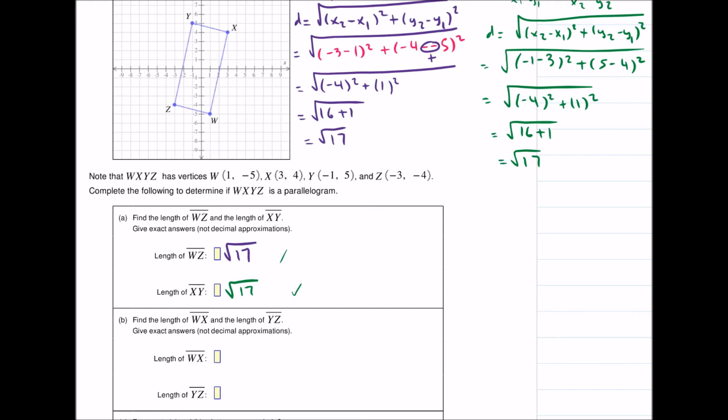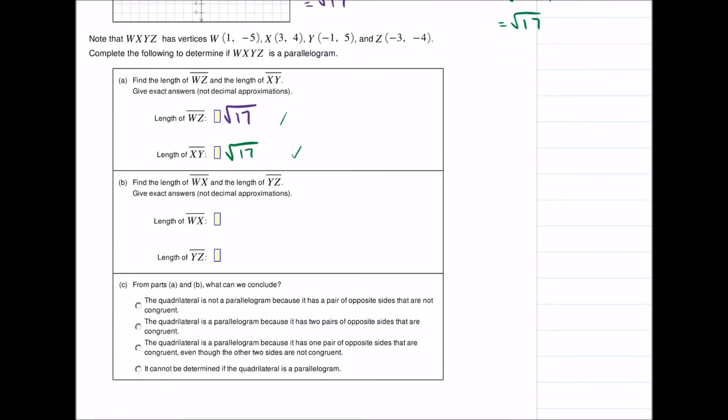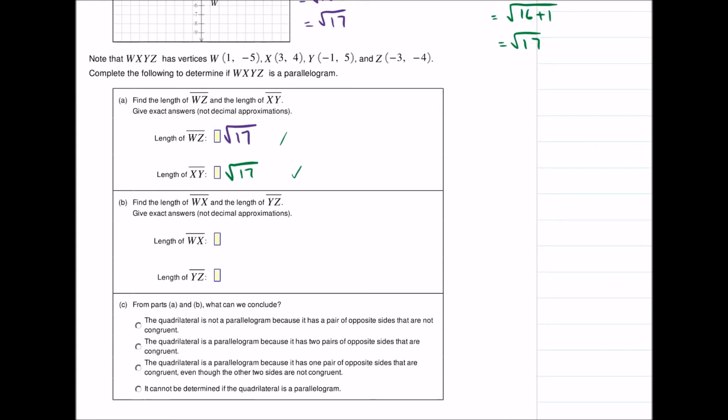Alright, so the length of WZ is square root of 17 and the length of XY is square root of 17, meaning that opposite sides are congruent. Now we're going to do the same for WX and YZ. To save time, it's going to be the same formula and the same plugin. You will have square root of 85 and square root of 85.